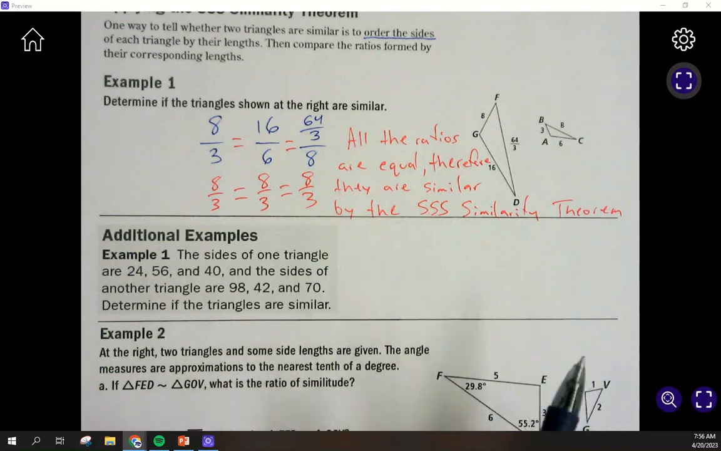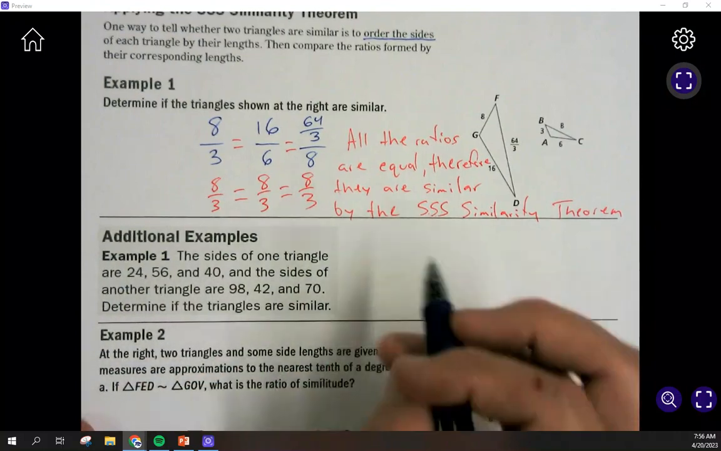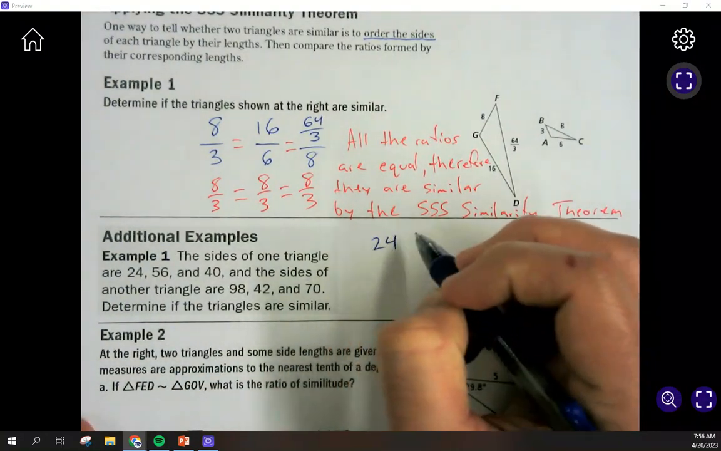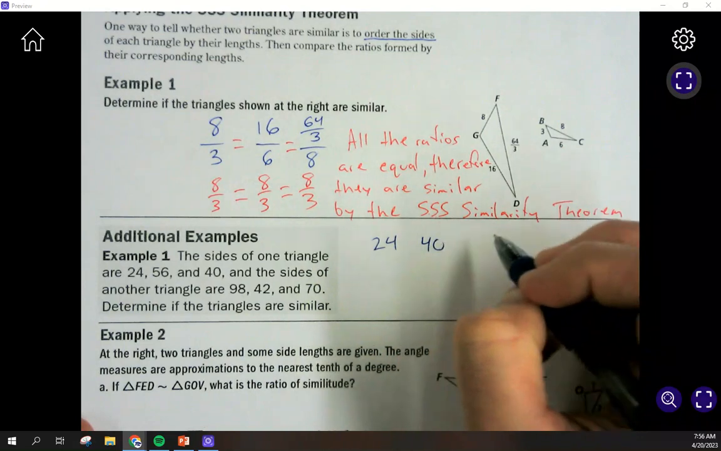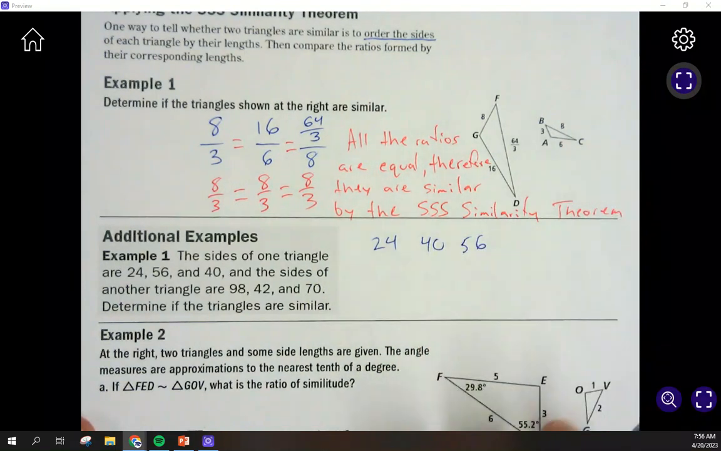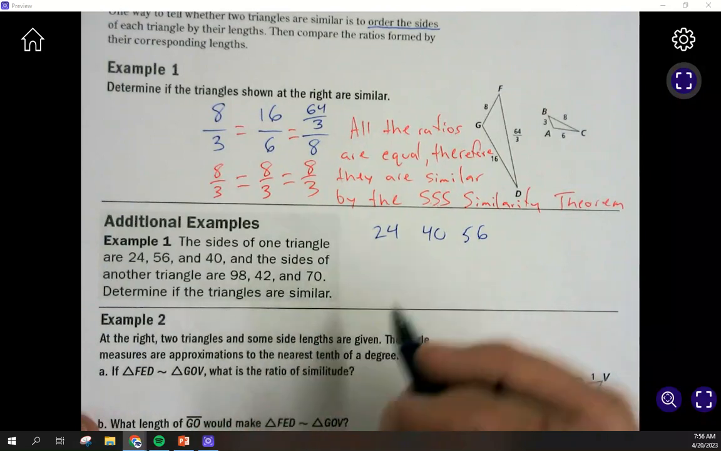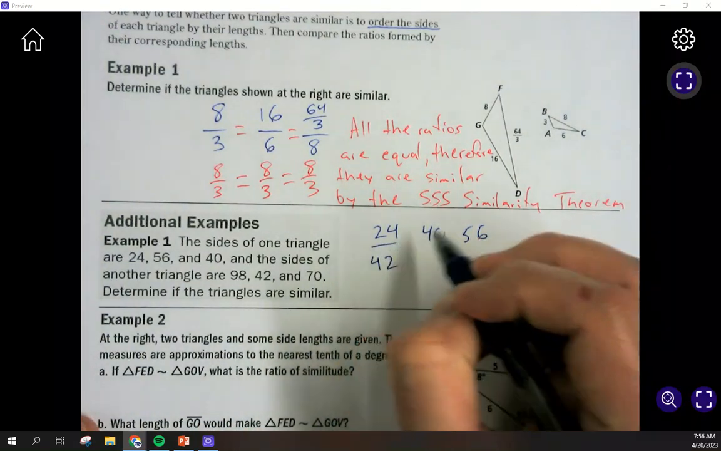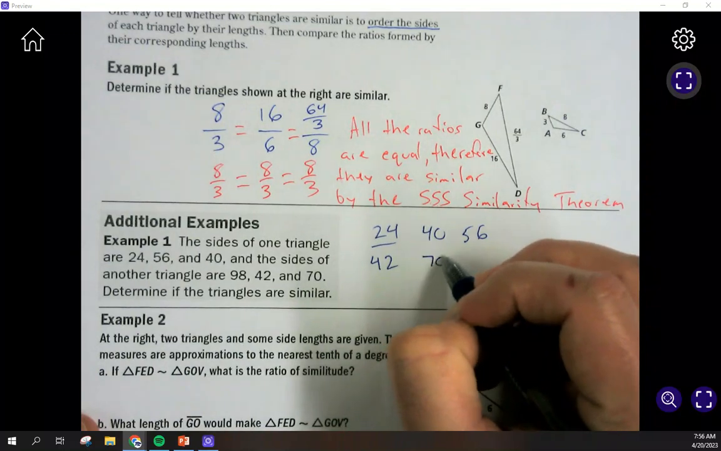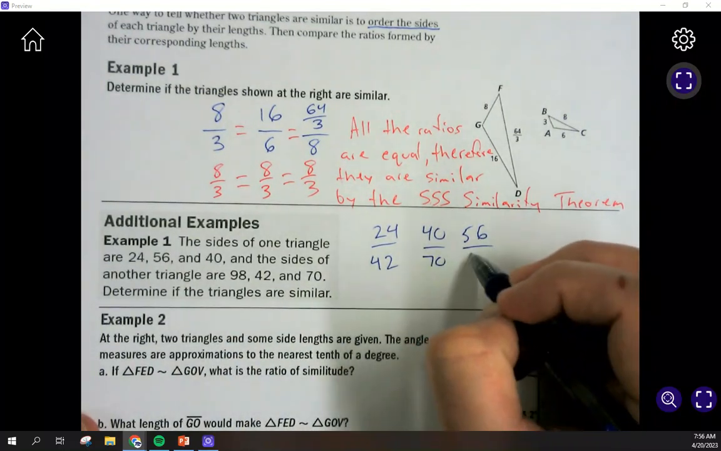I would say maybe pause your video, give it a shot, see how you do. So we're going to go ahead and line these up in order. They were not given to us in order. Be careful. So 24, 40, and 56 are the sides of the first triangle in order. Smallest of this one is 42, then 70, and then 98.